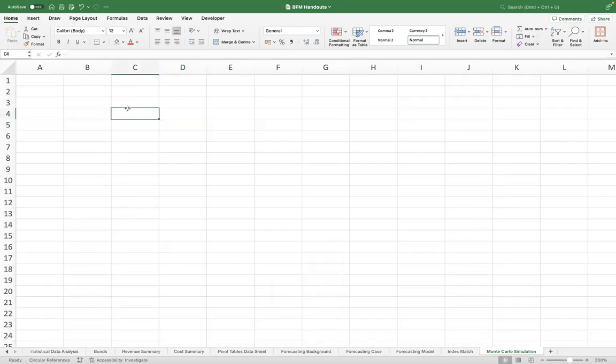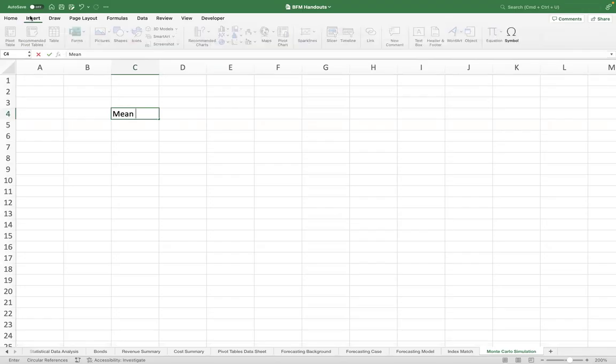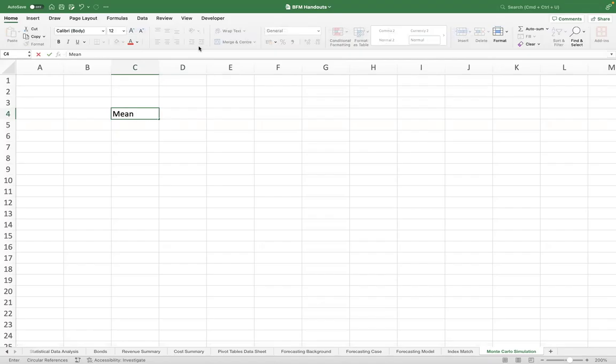So for Monte Carlo simulation, what are the two parameters which are required to start with? You need the mean. And what is the mean? Mean is 50.